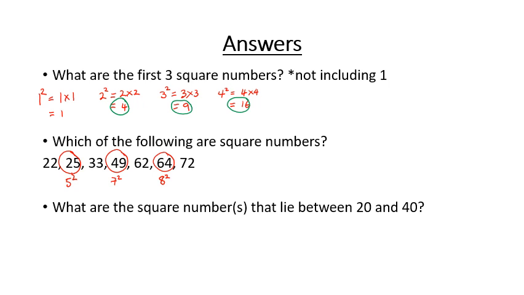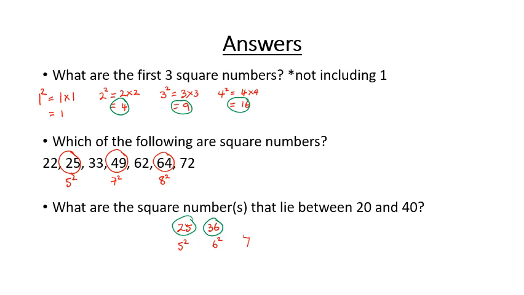The last question says, what are the square numbers that lie between 20 and 40? Well, we know that 25 is 5 squared. So we'll check if 6 squared is between 20 and 40, and 6 squared is actually 6 times 6, which is 36. So therefore, the 2 numbers we know are 25 and 36.